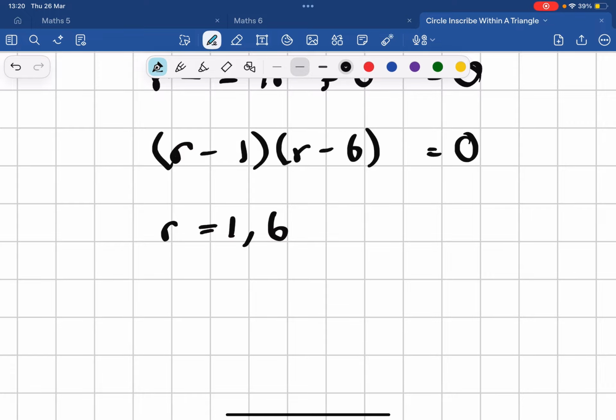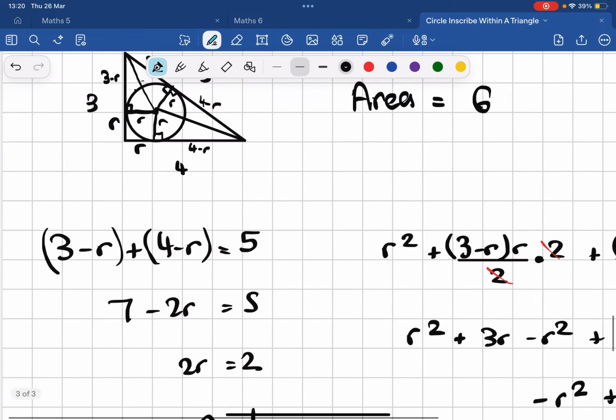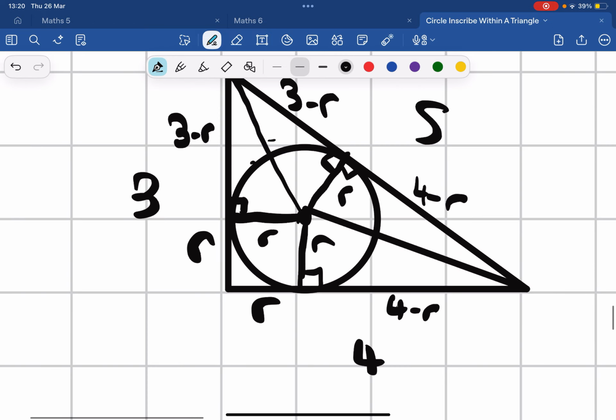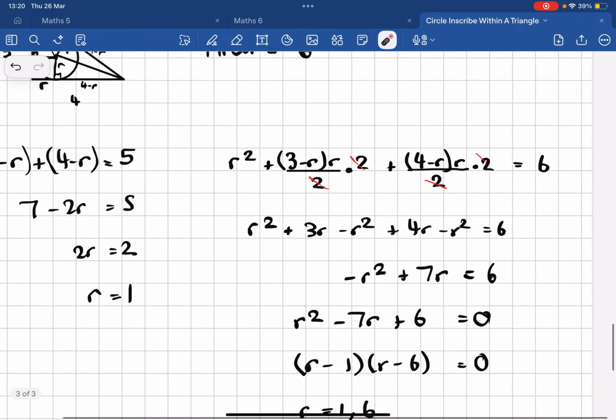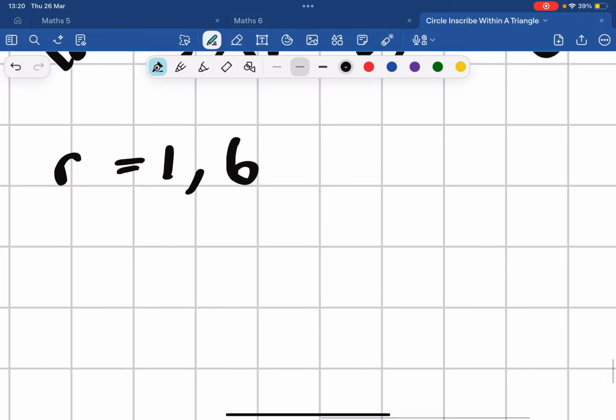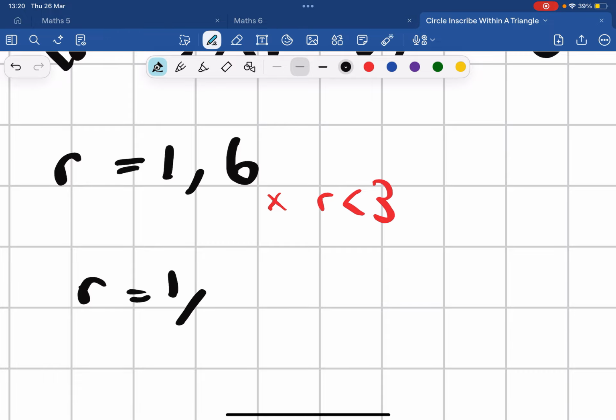Well, we've got 2 solutions, so we also need to reject 6, but how can we? Well, if we go back to our diagram here, we know that this length here is 3, and 3 is obviously greater than r. So that means r must be less than 3. So if r is less than 3, we can reject 6 and say that r equals 1.